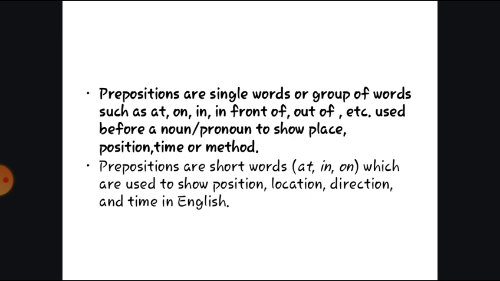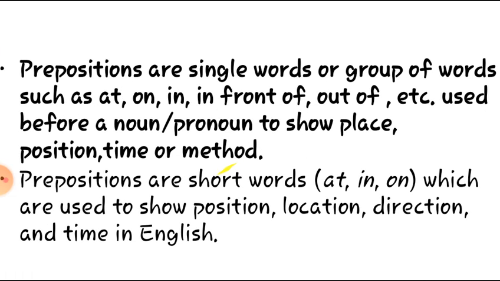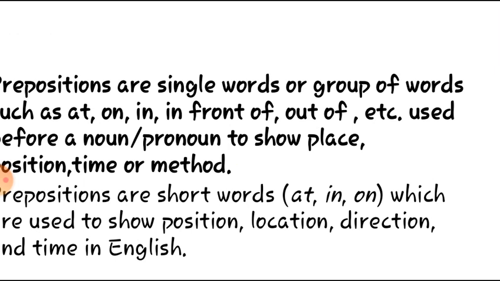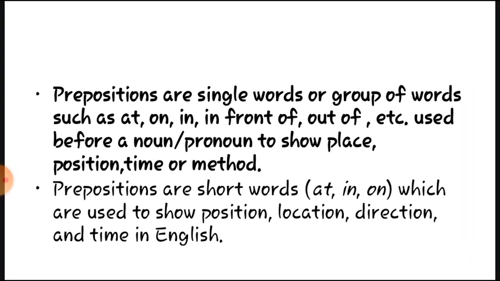So in these two examples you can see, in the first one on is there, and in the second one to is there. So on and to are examples of prepositions. So before talking about those prepositions, let's try to understand what a preposition is.